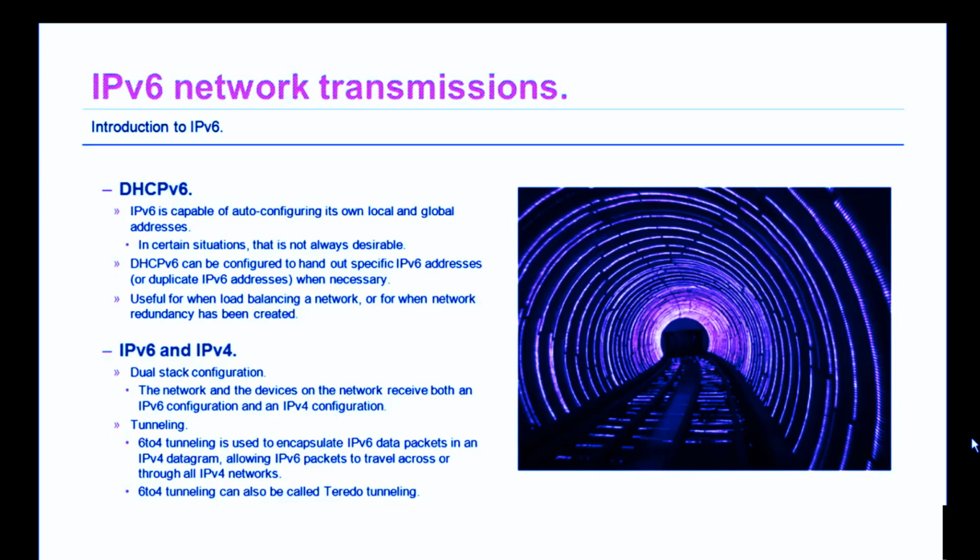IPv6 and IPv4 are not compatible, but we can do what's called a dual stack configuration. That's where the network and devices on the network receive both an IPv6 configuration and an IPv4 configuration. Or we can use what's called tunneling. There's 6-to-4 tunneling, which is used to encapsulate an IPv6 data packet in an IPv4 datagram, allowing that IPv6 packet to travel across or through an all-IPv4 network. 6-to-4 tunneling can also be called Teredo tunneling.